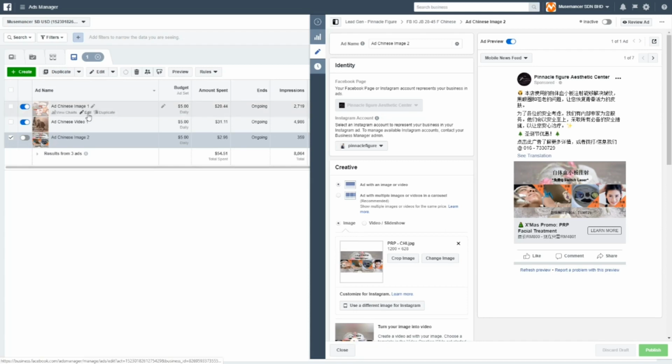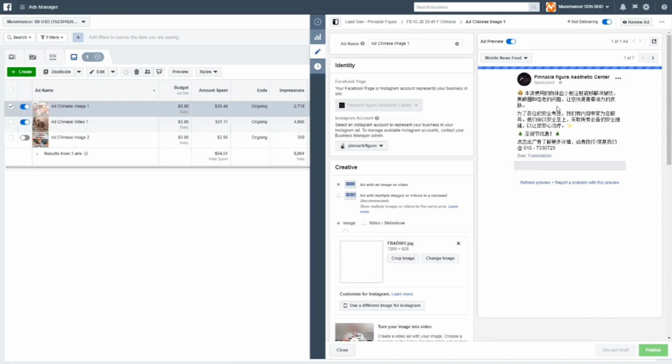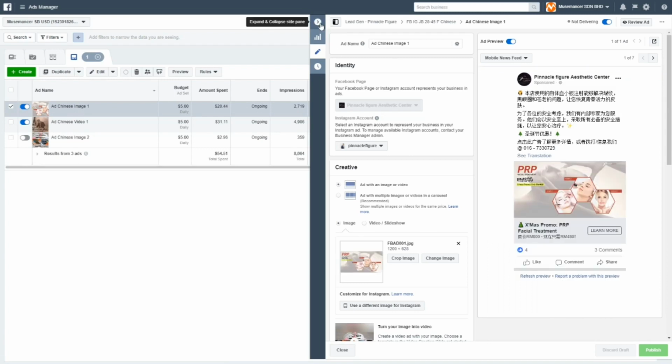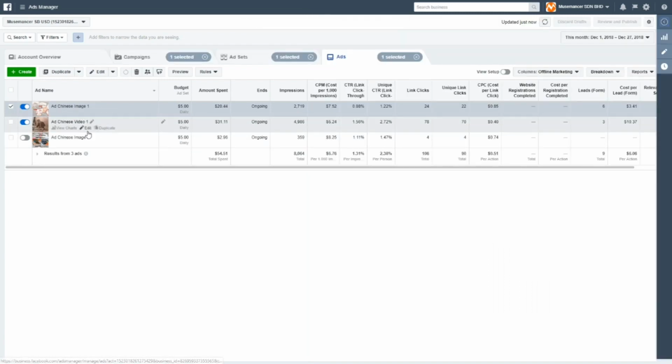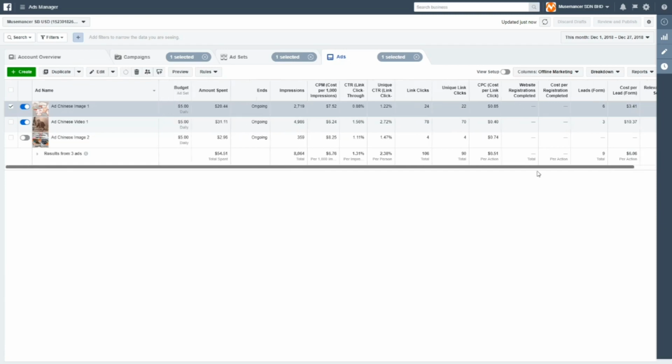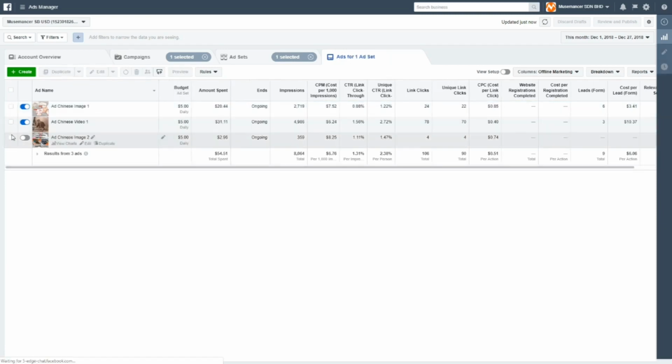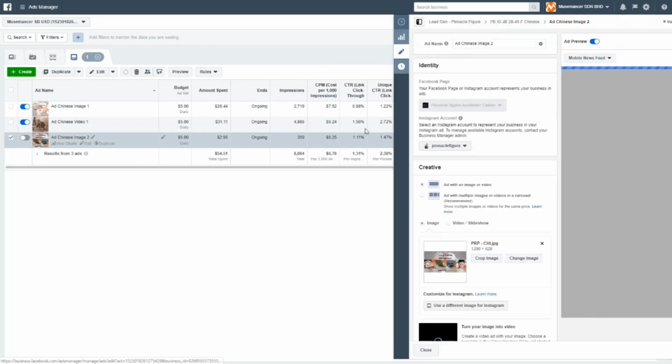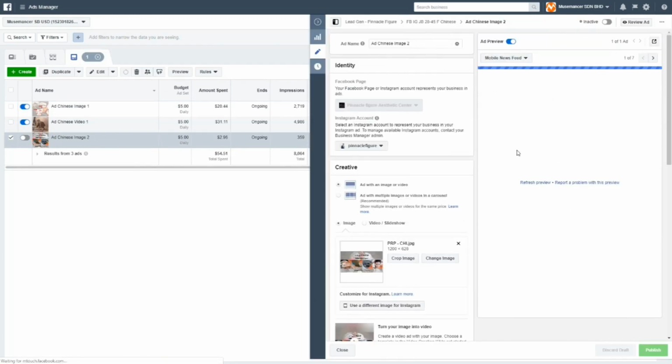So we added 2 more image ads a couple of days later, and then we had all 3 ads running: 2 image ads and 1 video ad. We can see the stats here. This Chinese image ad number 1 was generating 6 leads, and the cost for acquiring a lead was a lot cheaper, about a third of the cost, $3.41. Wow. Okay, and then if you notice this other Chinese ad in image form here, this didn't generate any lead at all.